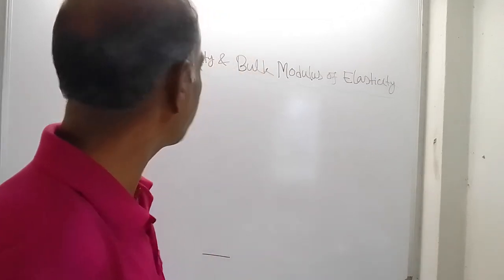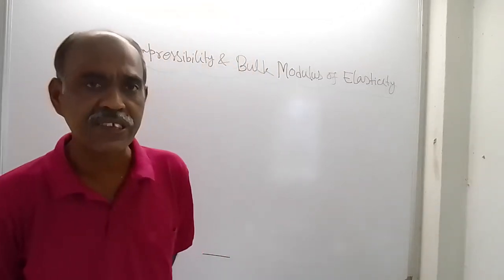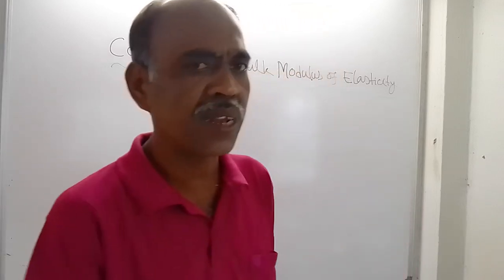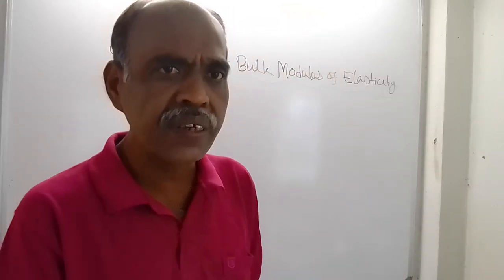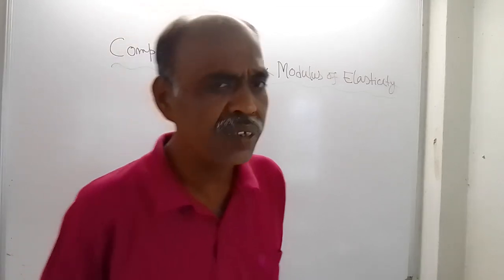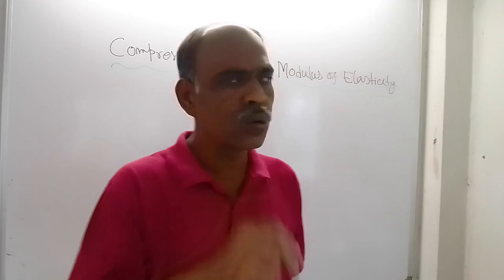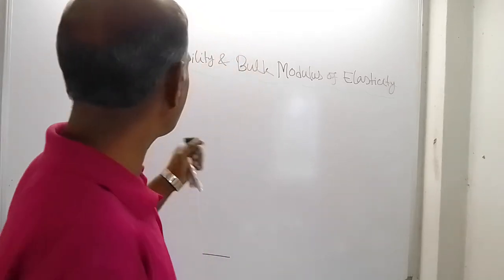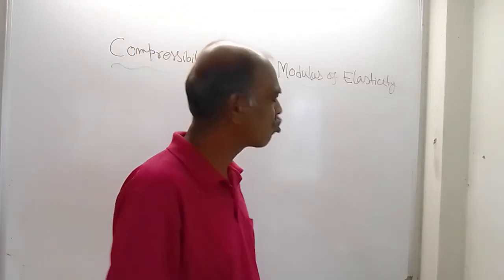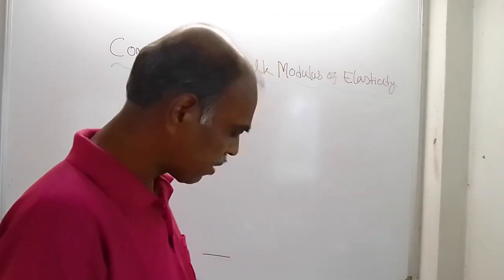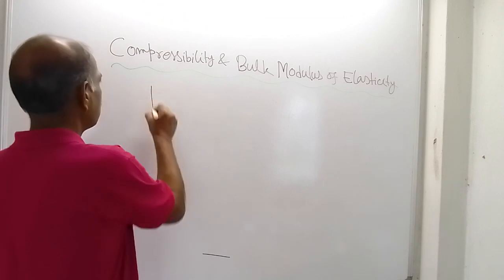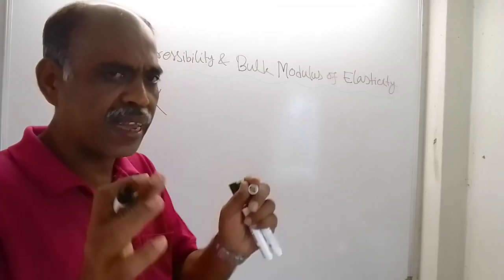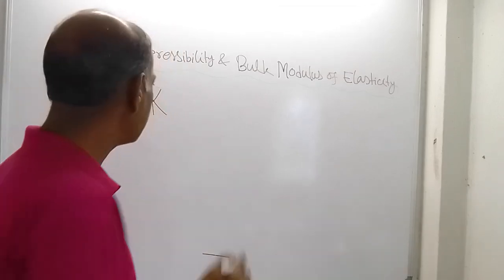First of all, compressibility is defined as the reciprocal of bulk modulus of elasticity. Reciprocal means if bulk modulus of elasticity is k, then compressibility is equal to 1 by k. So reciprocal means the product of the two variables should be one. Now, how is bulk modulus of elasticity defined? It is denoted by k, not defined by k.